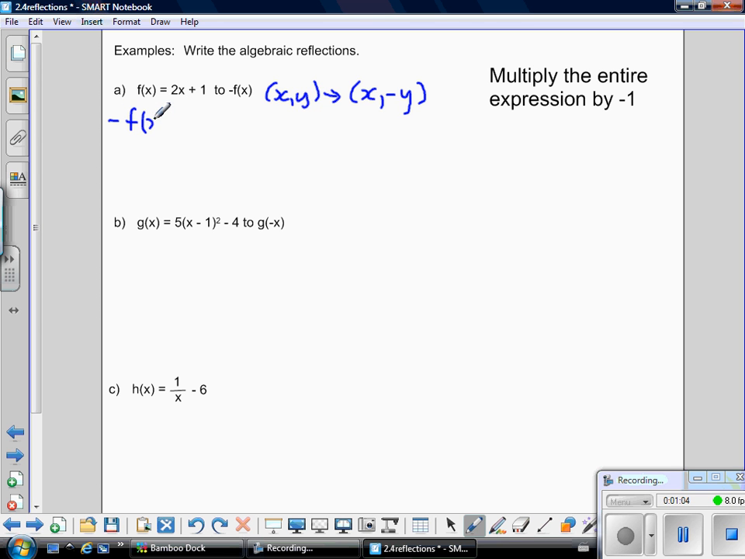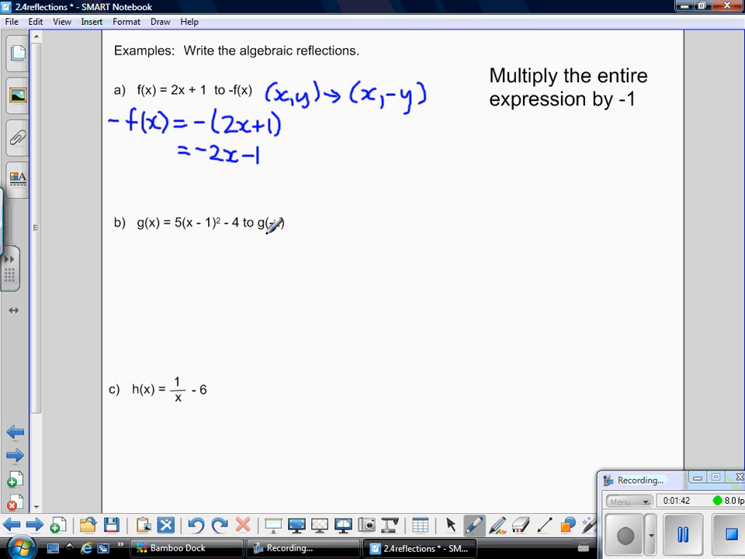what happens there is I'm taking that entire expression, which is 2x + 1, and I'm multiplying it by negative 1. So I'm multiplying it by a negative in front. When I do that, I end up with negative 2x minus 1. So that becomes the algebraic reflection of that. So you could, in a sense, calculate the algebraic reflection and then use that to graph rather than just graphing individual points.